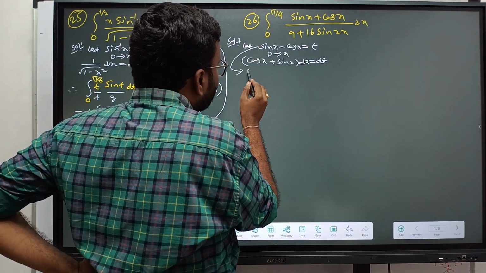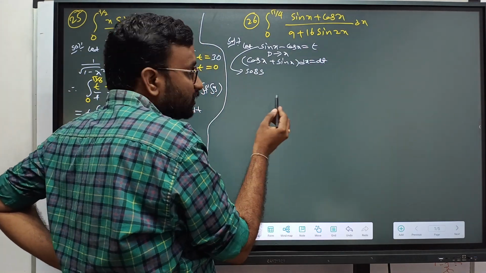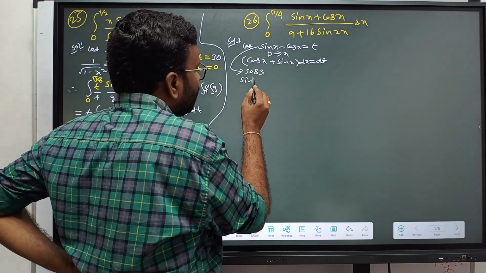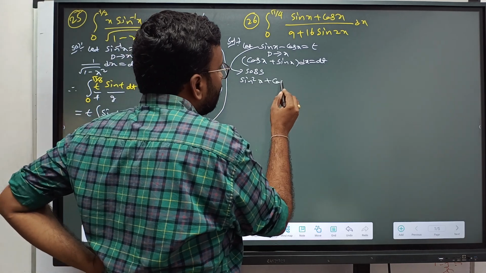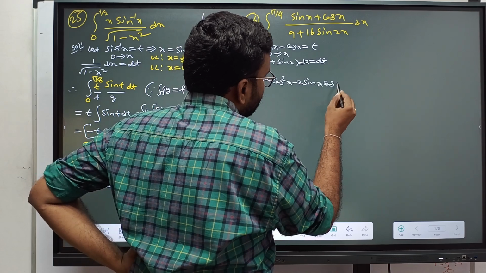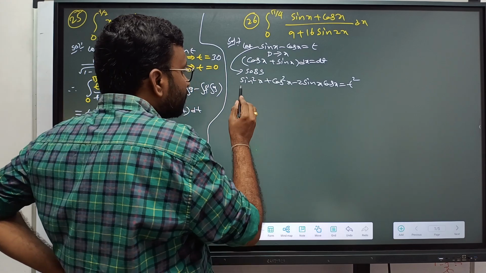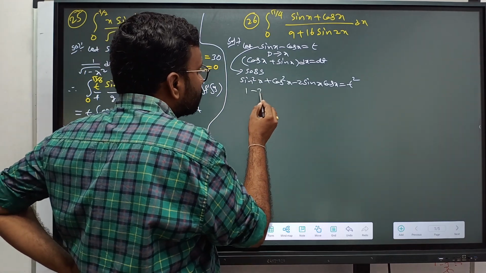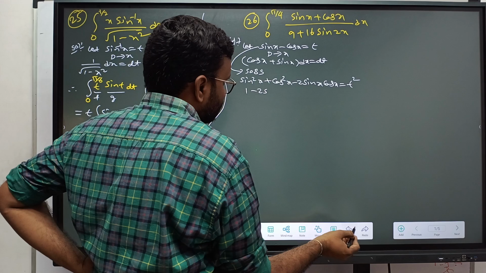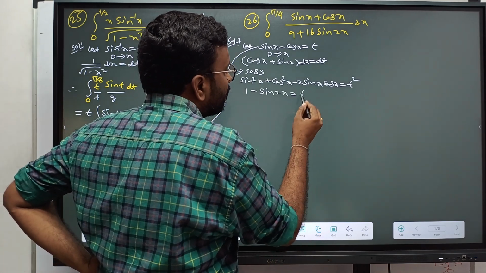What I am doing is squaring on both sides. This is (a sin x minus b cos x) whole square. a square sin square x plus b square cos square x minus 2ab sin x cos x is equal to t square. Sin square plus cos square is 1, minus 2 sin x cos x. 2 sin x cos x will be sin 2x, the sin 2 theta formula, which is equal to t square.